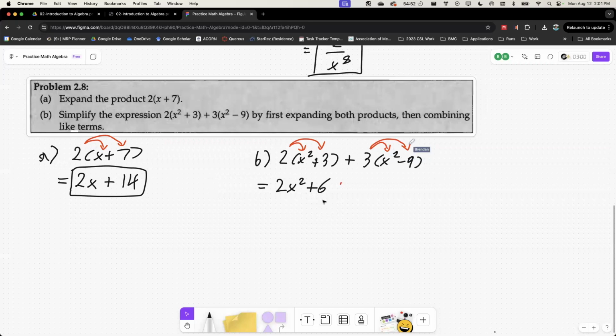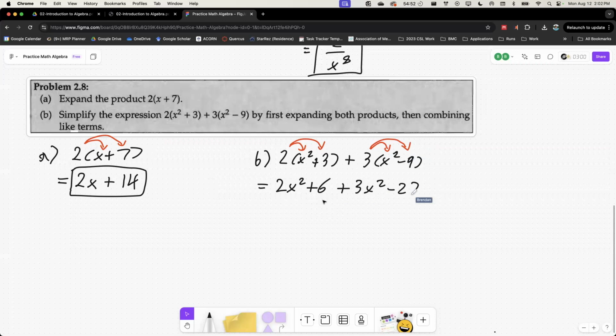And then on the other hand, we get 3 times x squared and then 3 times minus 9. So that comes out to 3x squared and then 3 groups of 9, which is negative 27, or 3 groups of negative 9. So now we need to add in the like terms.